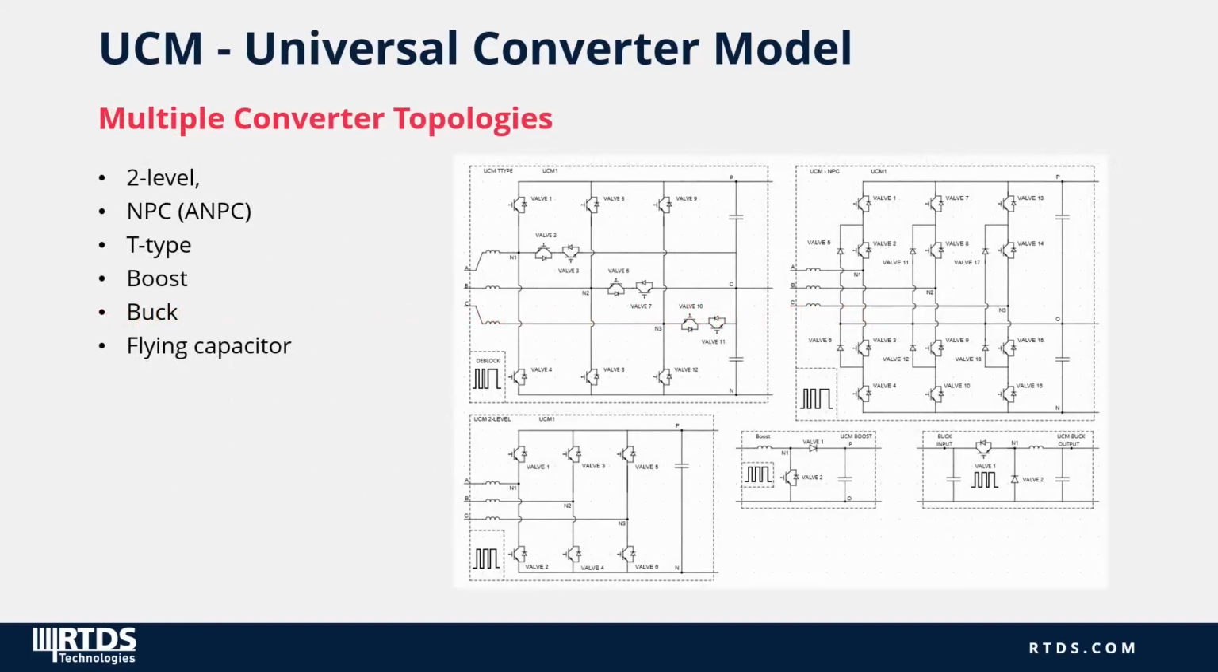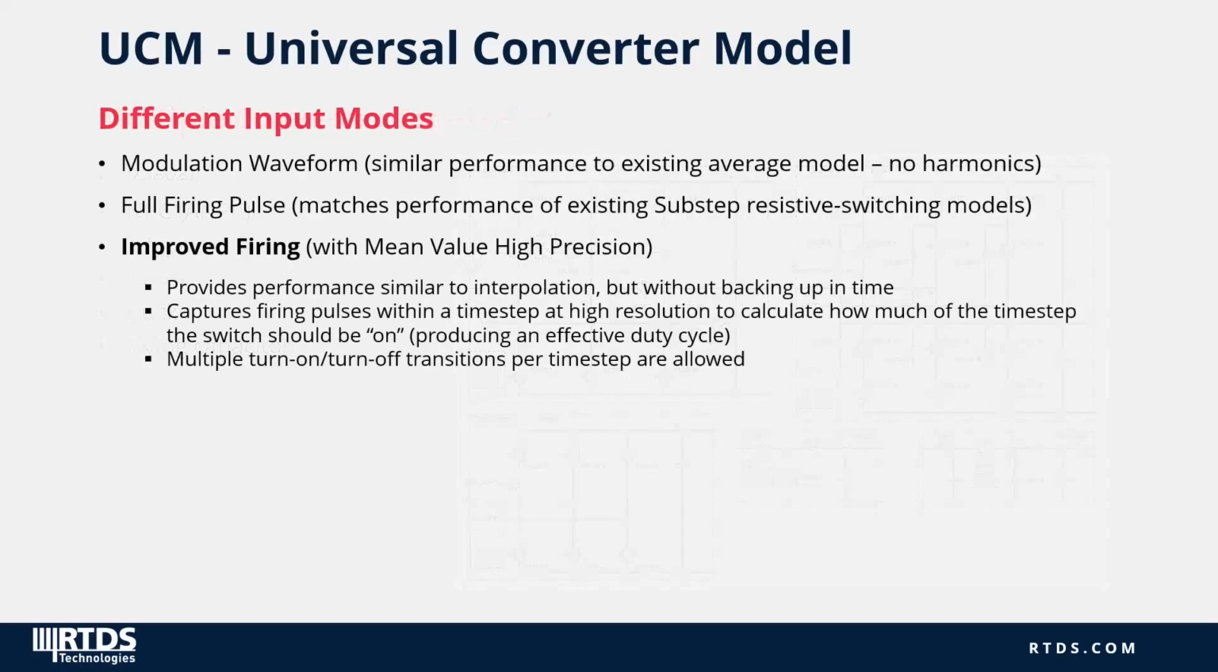Currently the following topologies are available in the UCM: 2-level, NPC, T-type, boost, buck, and flying capacitor configurations. It goes without saying though that other converter configurations will be considered for future development. The UCM has 3 different input modes.